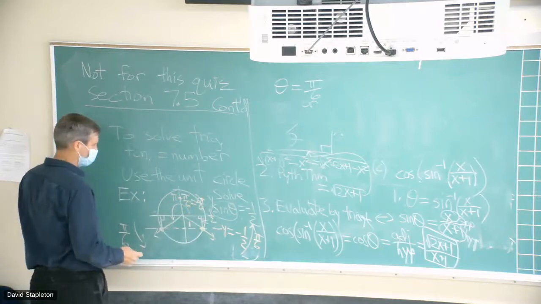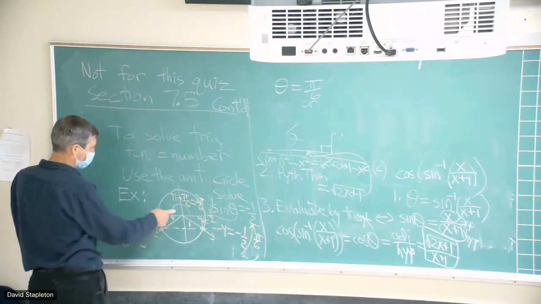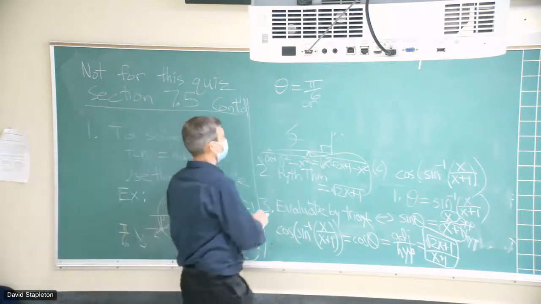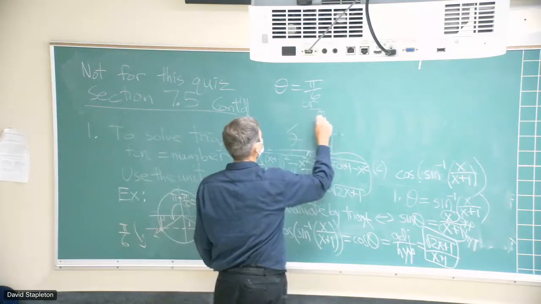Does this look familiar, what we're doing? Hopefully. We did this last time. And so the other angle is 7 pi over 6, but we're still not done. Why not?